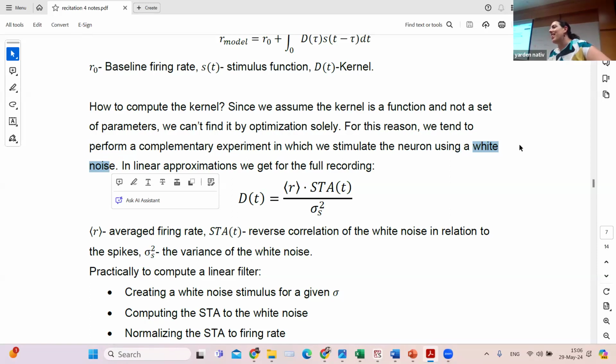The STA is for the white noise, yes. It's in relation to the white noise. And the reason we are doing it on the white noise, again, when we think about the auditory system, is that white noise has all of the possible frequencies. Therefore, you believe that your STA will allow you to find the specific frequency in relation to this neuron, because you are presenting all of the possible frequencies. So it should respond only to the relevant ones.